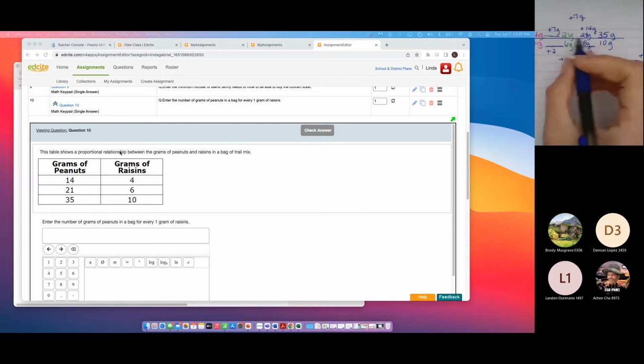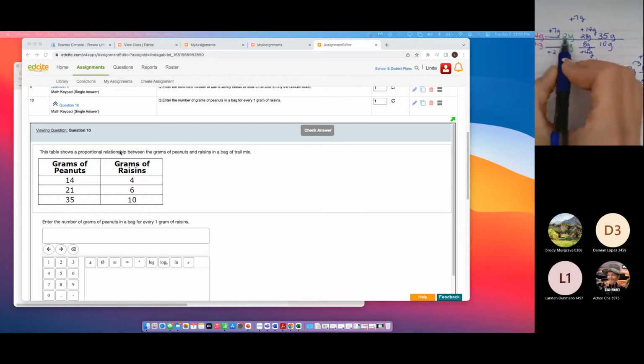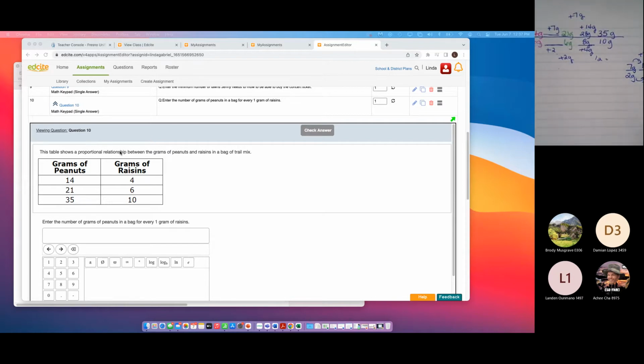Because I could see from 14 to 21, I had plus 7. Then 21 to 35, I had plus 14, right? And half of 14 is 7, so I knew that I could do plus 7, plus 7. Down here, I'm doing plus 2, plus 2, plus 2. But I need to figure out what I need for just 1 gram.